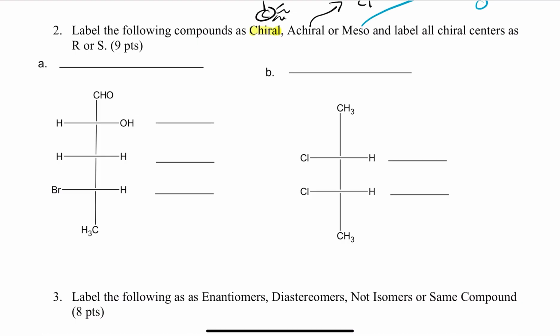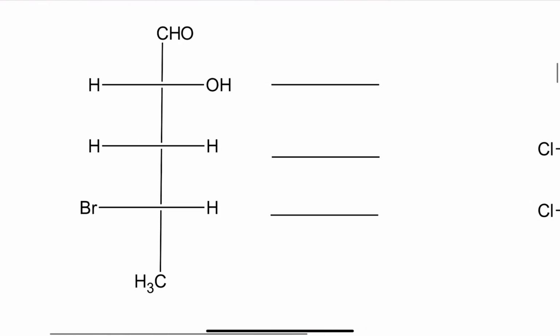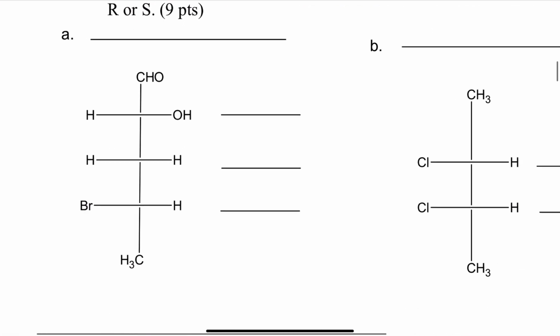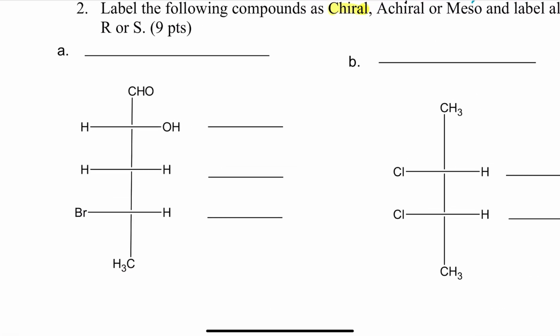What do we have here in this first one? We've got to label them as one of these 3. And it's only going to have an R/S if it's chiral, so achiral is never going to have that. So what do we see? Let's focus on this one. Well, first of all, does it even have chiral centers? Does it have carbons connected to 4 different things?